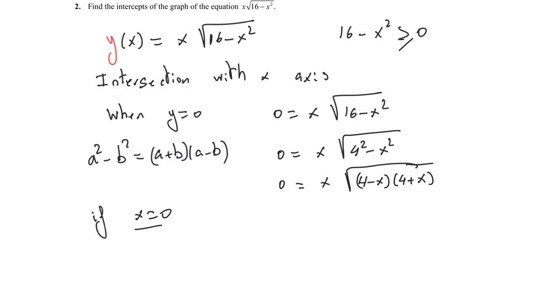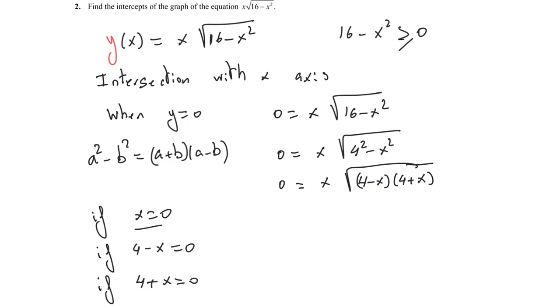What is the second possibility? If 4 minus x is 0, then 0 times something will be 0. Okay. And what is the third possibility? The third possibility is if 4 plus x is 0. If 4 plus x is 0, then this will be 0. 0 times something, something that is 0 multiplied by something, will be 0.